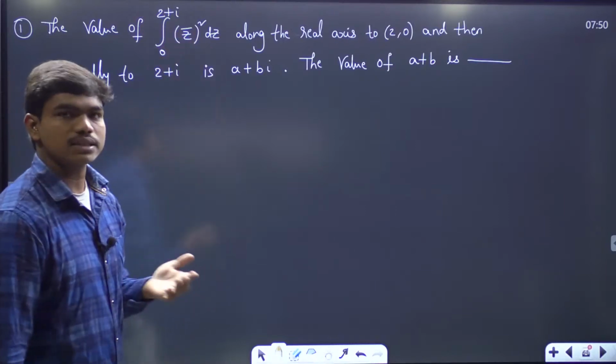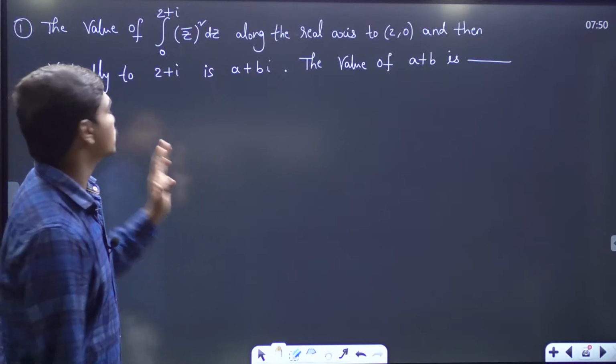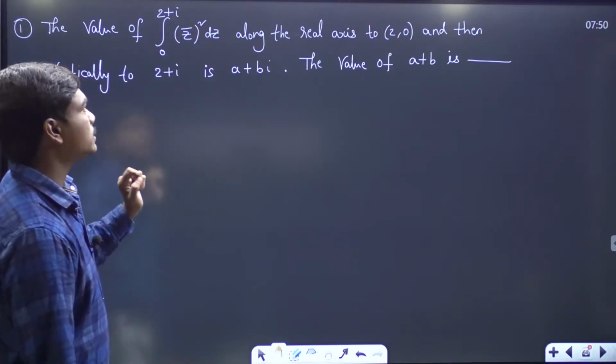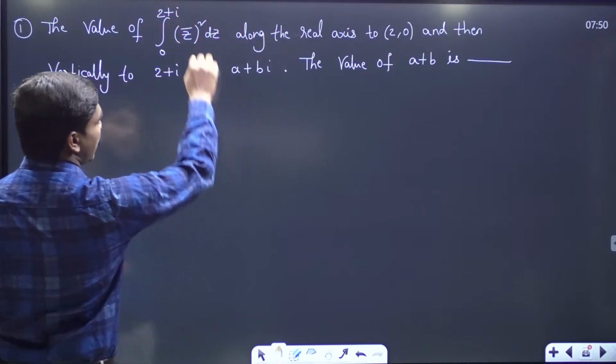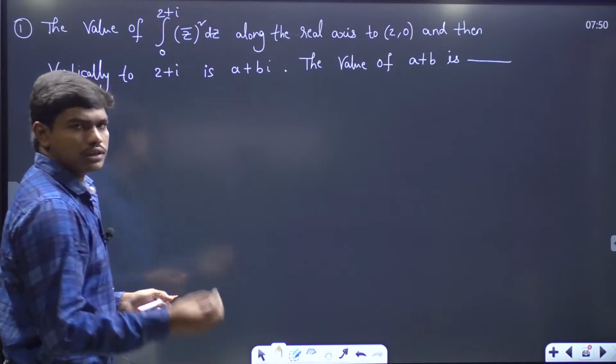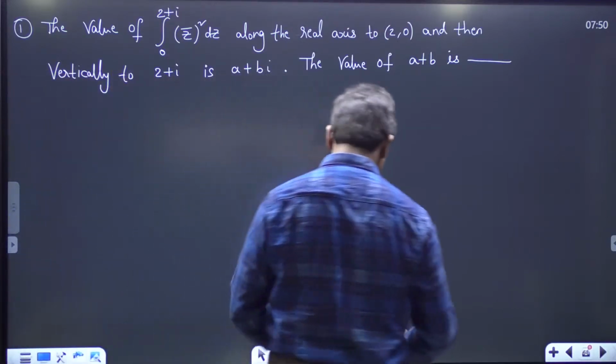Of course, you know z is x plus iy, so z conjugate is x minus iy. Along the real axis from 0 to 2 and then vertically to 2 plus i, the answer is a plus ib. Means if you evaluate this integral along the given path, the answer is of the form a plus ib. Then the value of a plus b is dash.